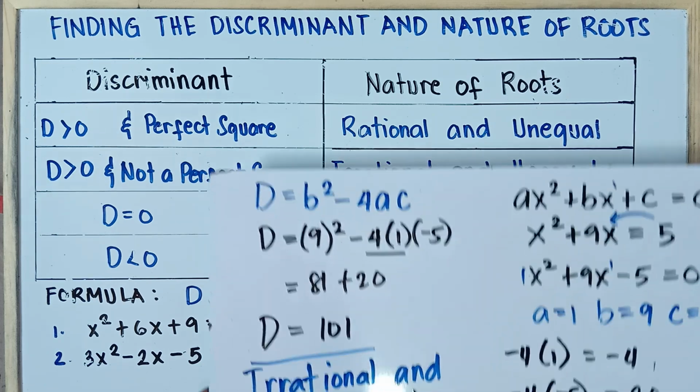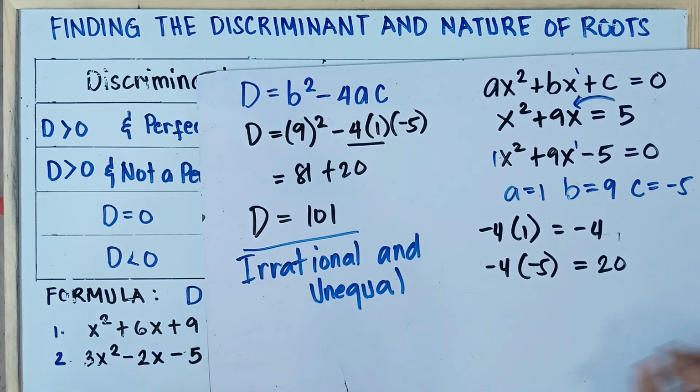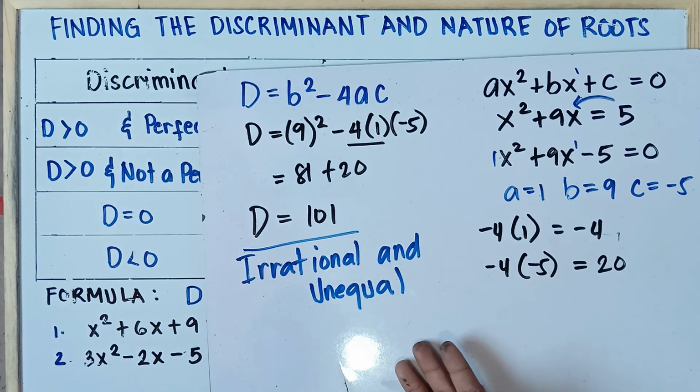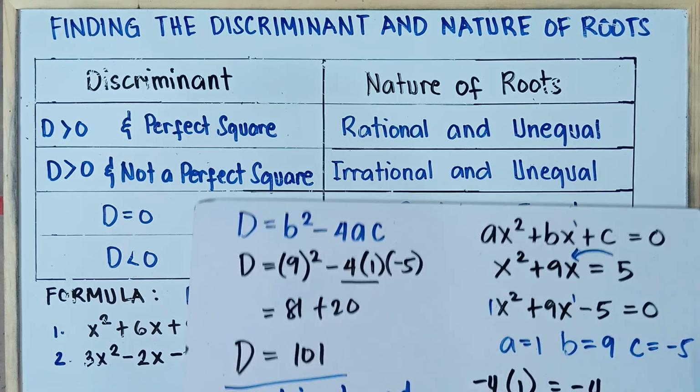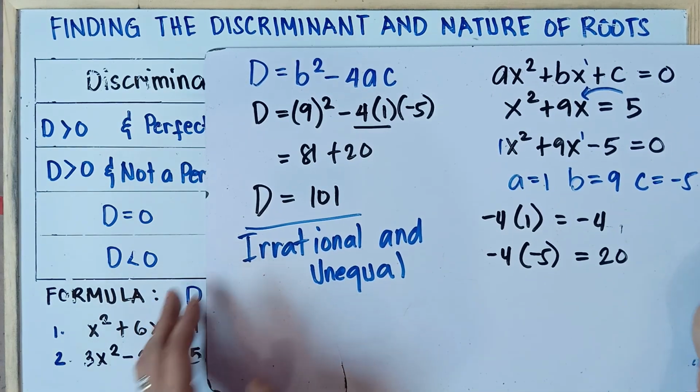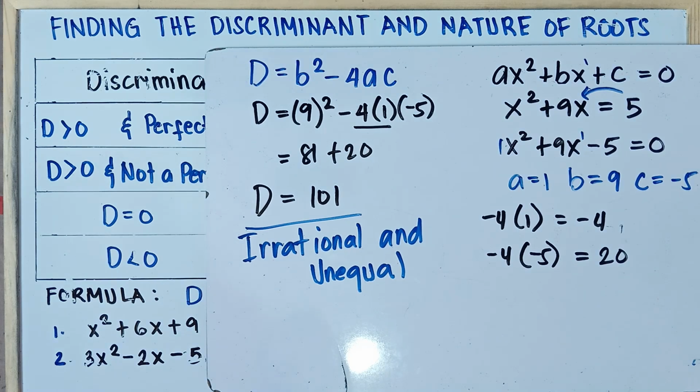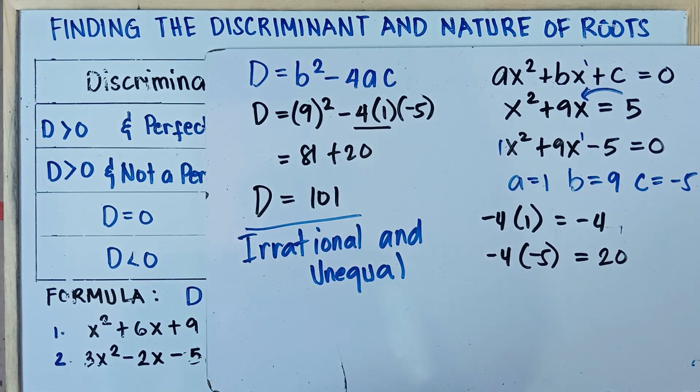Irrational and unequal. Okay, once again, D is greater than 0, since 101 is greater than 0, and it is not a perfect square. Therefore, class, the nature of roots is irrational and unequal. Simple as that, class. You're all set for the discriminant and the nature of roots.